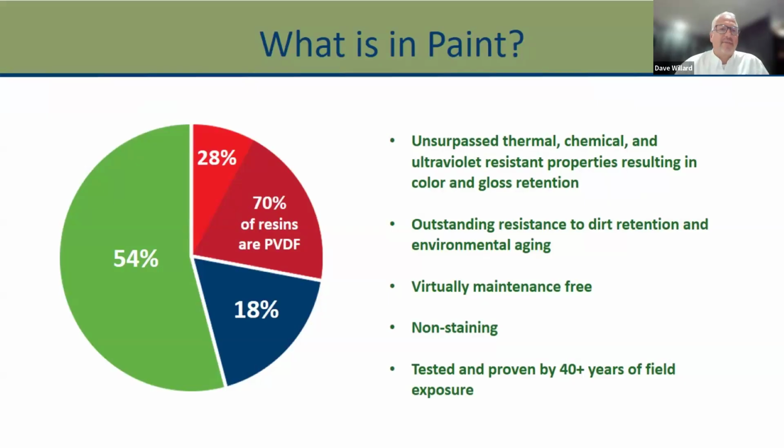And in this graph on the left, 54%, that big green part, is really just the solvents that are carrying the paint. 28% is the resins, and 70% of those resins are PVDF. And then 18% is the pigments. And that pigment technology has changed, and we'll talk a little bit more about that in a few minutes.